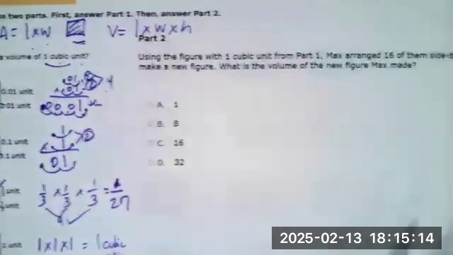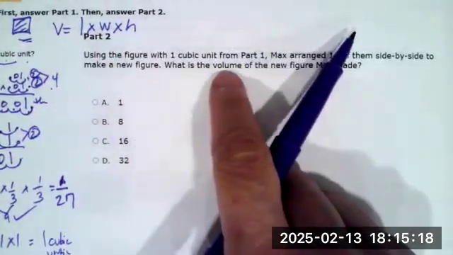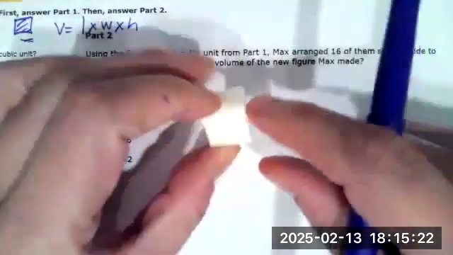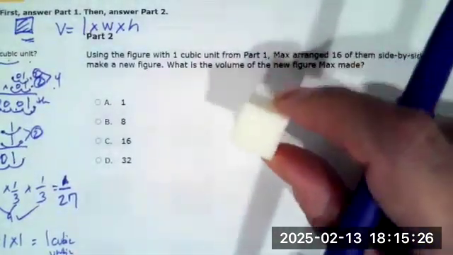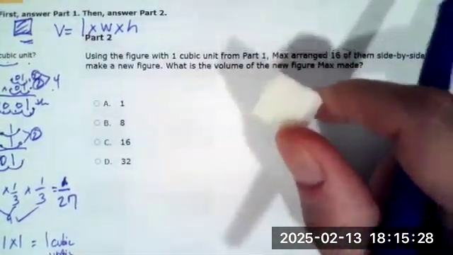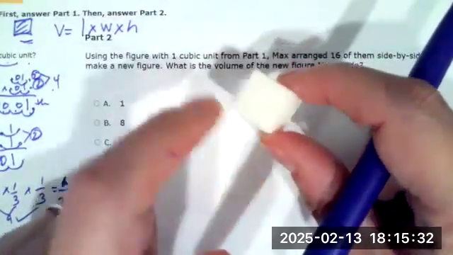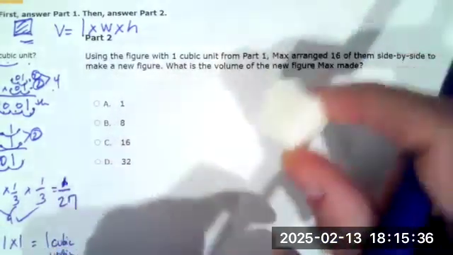So we're moving over to number 2. This is part 2 of the question. When you're using a figure with 1 cubic unit, I'm going to bring out my little trick here. This is kind of like a little cube. It's a sugar cube, and I love these. Don't lick them. If you have them at home, hold on to them. But this is 1 cube, right? 1 cubic unit. We could say that this is 1 length unit, 1 width unit, and 1 height unit. So I have one of these.